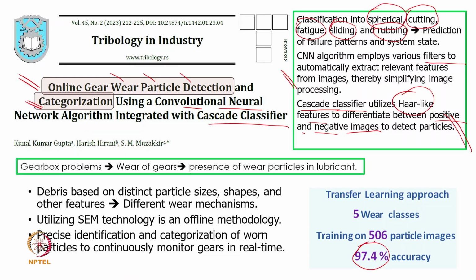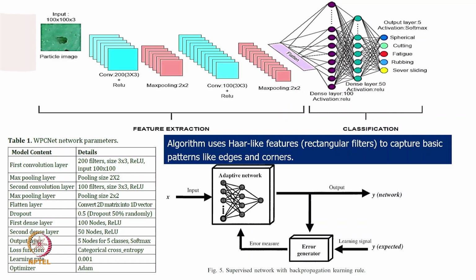We got something like an accuracy of 97.4% after analyzing 506 particles. As we say, we divided into five classes, and in this case we basically use SEM images, so it is again offline. An offline methodology is used to train our system so that future online monitoring can be done appropriately in real time. So what we did in this case, we use the activation function ReLU, and then max pooling, also the filter is 2 by 2.